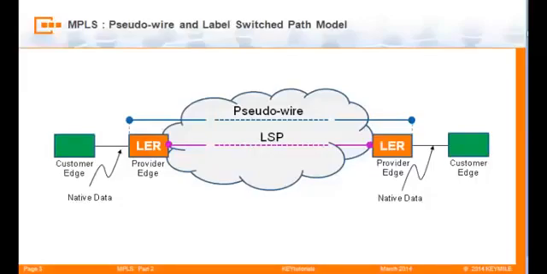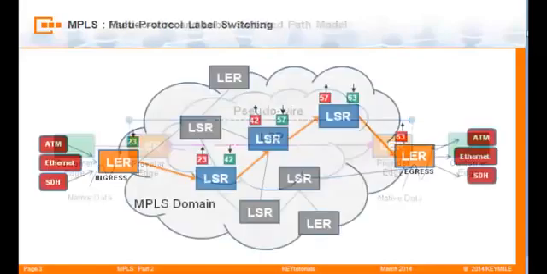Now, you'll remember that in an MPLS network, a fixed label switched path, or LSP, is first set up between two end nodes called label edge routers, or LERs. And in the model on the diagram, the path carries a pseudo wire from the input of one provider edge device to the output of the similar device at the far end. And any native data from the customer can be carried over this pseudo wire.